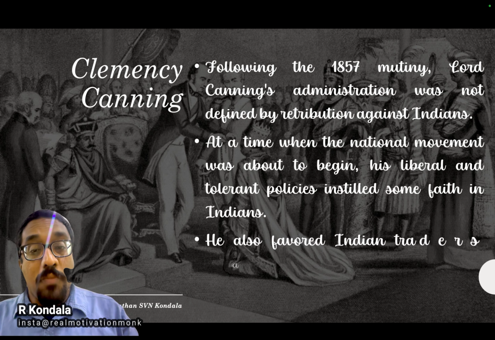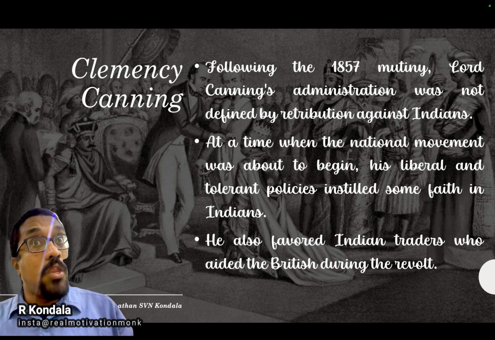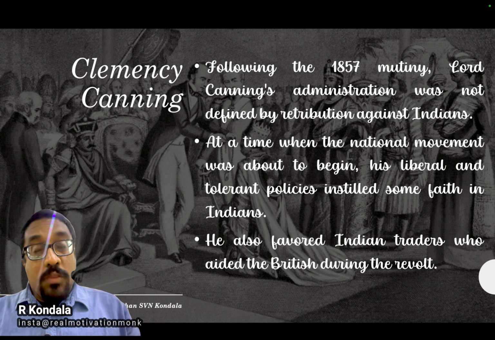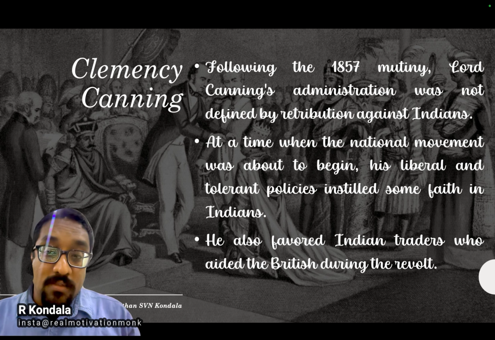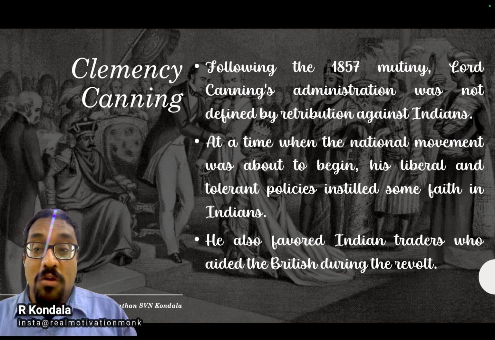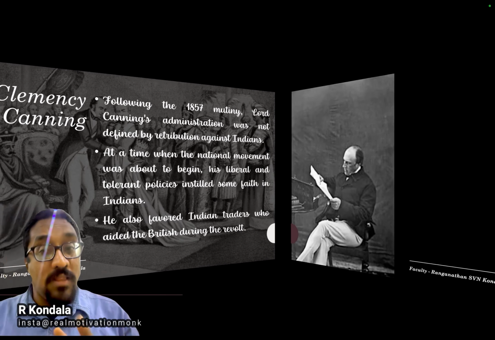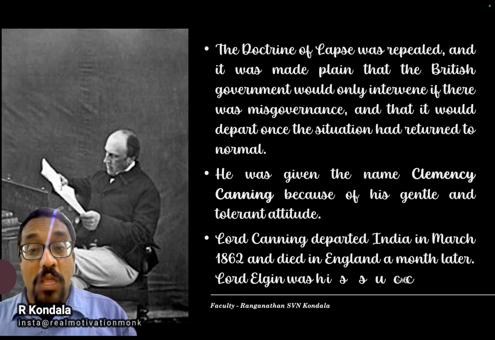Now, when Lord Canning came to power, when he became the Viceroy, he had a severe challenge. He had to introduce a new administration. At the same time, he had to distance himself from the previous East India Company's rule. The 1857 revolt happened because Indians were quite unhappy about British policy. So Lord Canning wanted to make sure that such a revolt or mutiny did not ever happen in India. So he favored Indian traders who aided the British during the revolt. At the same time, he also ended the doctrine of lapse, which was the most painful event and a cause of the 1857 revolt.